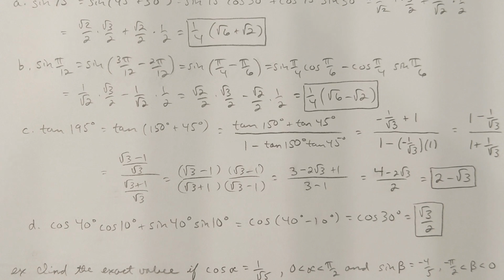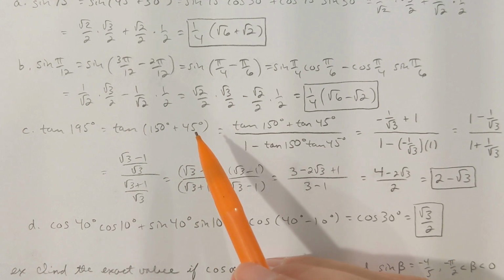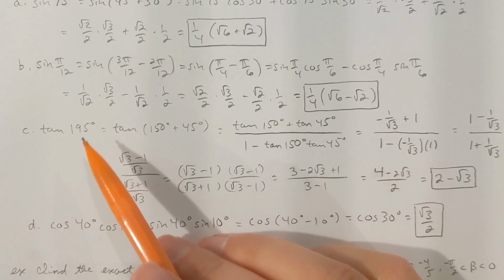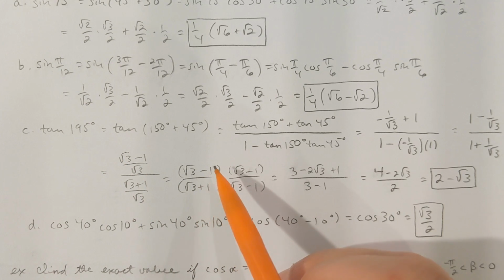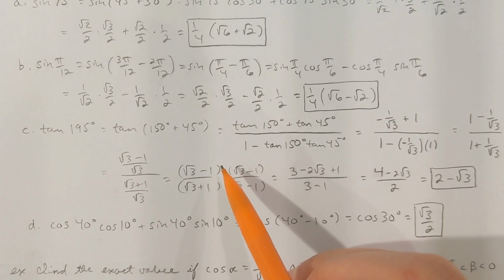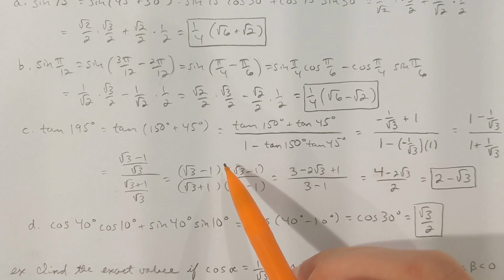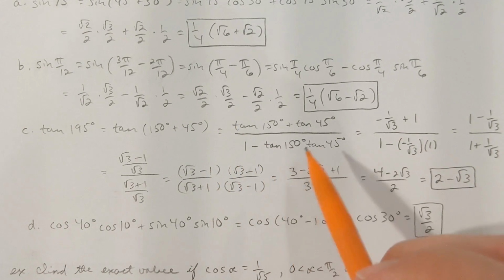Okay, tangent of 195 degrees. 195 degrees is not a common angle, so I want to think of some common angles that add or subtract to get me 195 degrees. Well, if I had 150 degrees plus 45 degrees, that would give me 195 degrees. And a 150 degree angle would produce a 30, 60, 90 right triangle in quadrant 2. Of course, we already know that 45 degrees is a common angle, right?